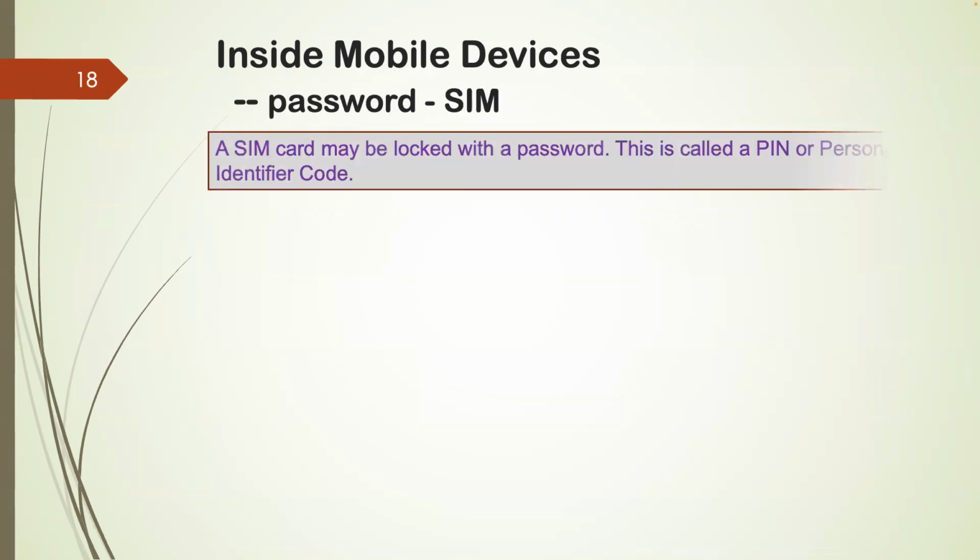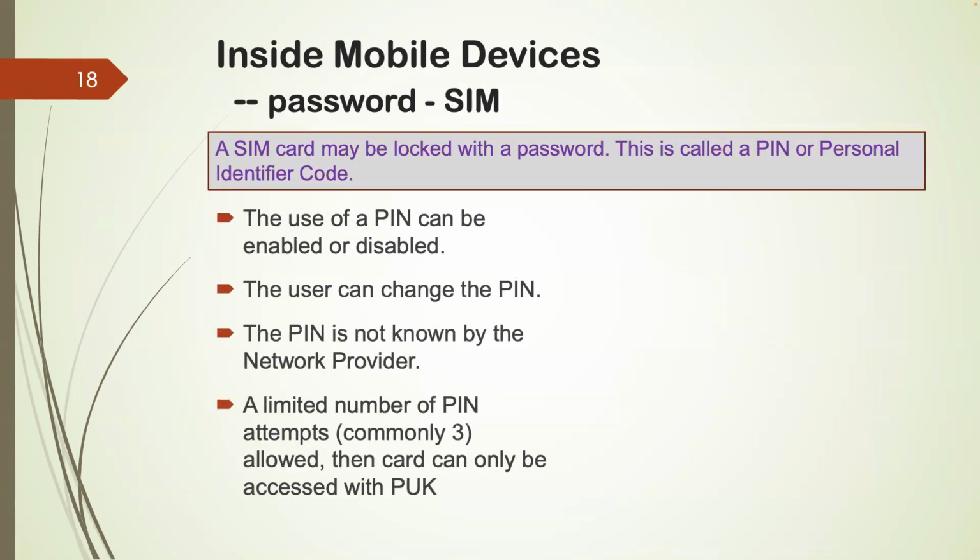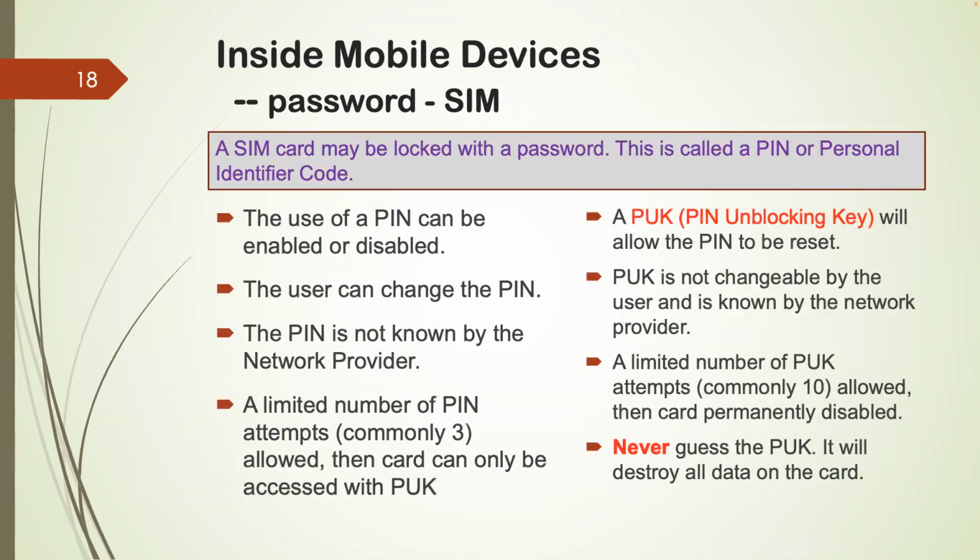All right. So next, we can also have passwords on a SIM card. There are two different types of passwords that you can see when it comes to mobile phone forensics. The first are the passwords that are implemented on the individual SIM card, and the second are the ones that are implemented on the mobile phone. So let's look at the SIM card ones first. On each SIM card, you can enable a password, and that password is called PIN, or personal identifier code.